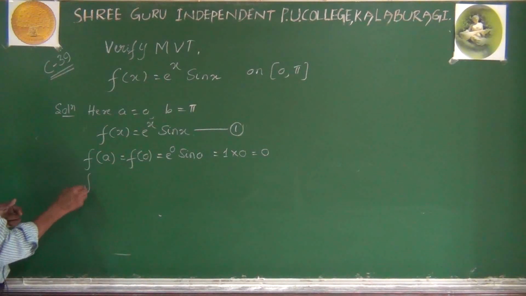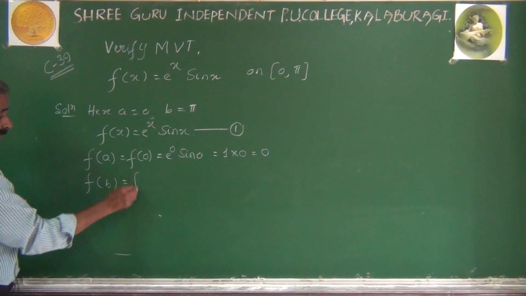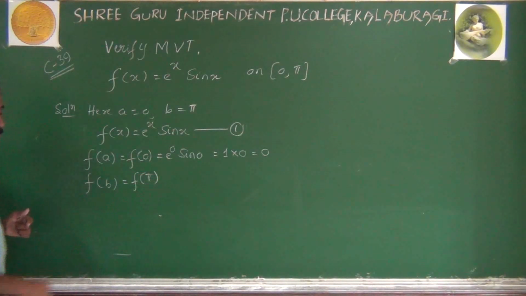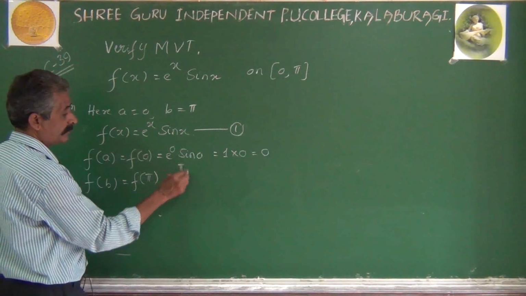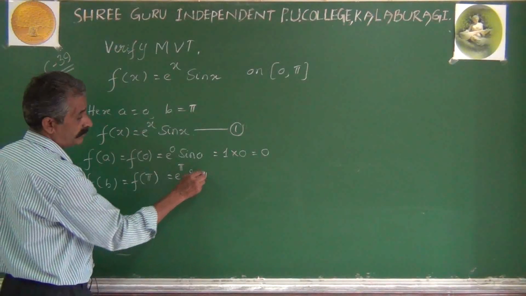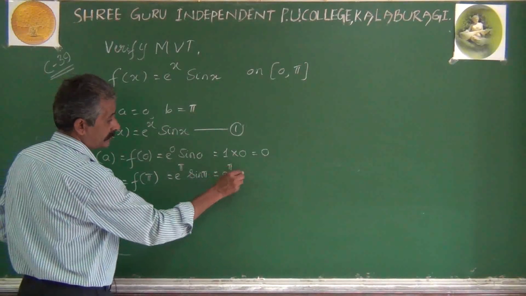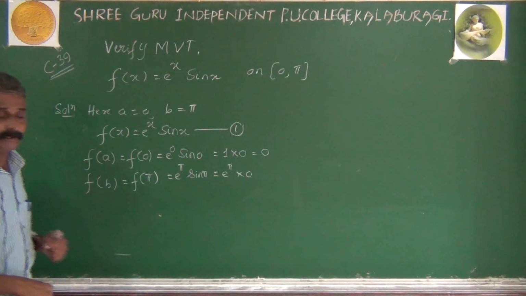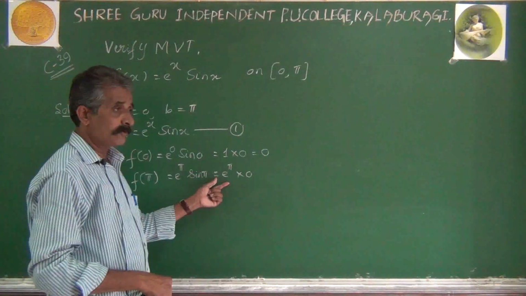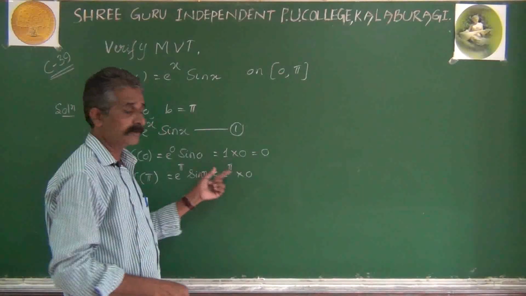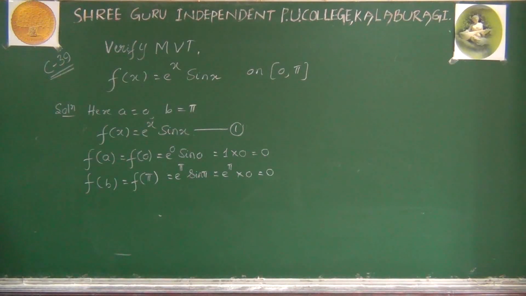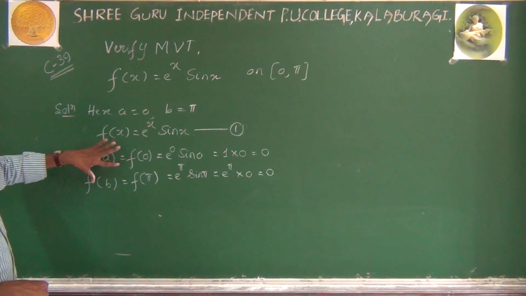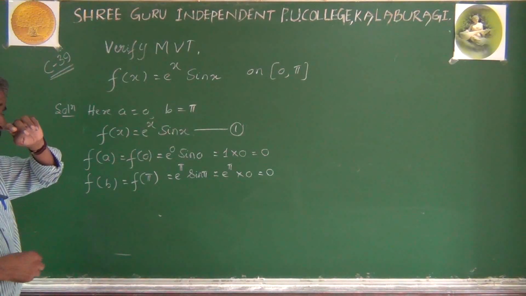Next, f of b, that means f of pi. Replace x by pi in the function: e power pi into sin pi. That is equal to e power pi into sin pi, and the value of sin pi is also 0. And 0 into any real number is always 0. Since sin of any integer multiple of pi is always 0, very clearly f of a equal to f of b is satisfied.